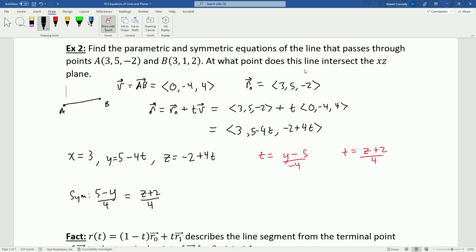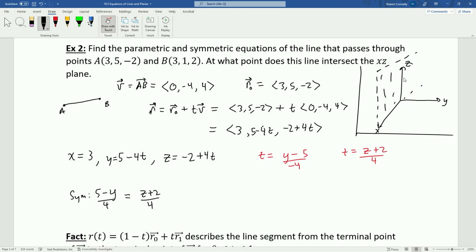Okay, now the final question here is, at what point does this line intersect the xz plane? So that could seem a little tricky, so let's just think about that real quick. It's actually not too complicated. If we're talking about the xz plane, that's this plane here. So in other words, that's the plane where y equals 0. So we're just going to let y equal 0.